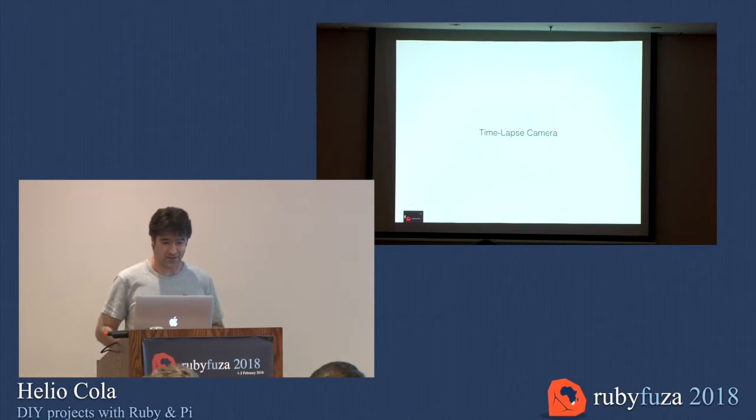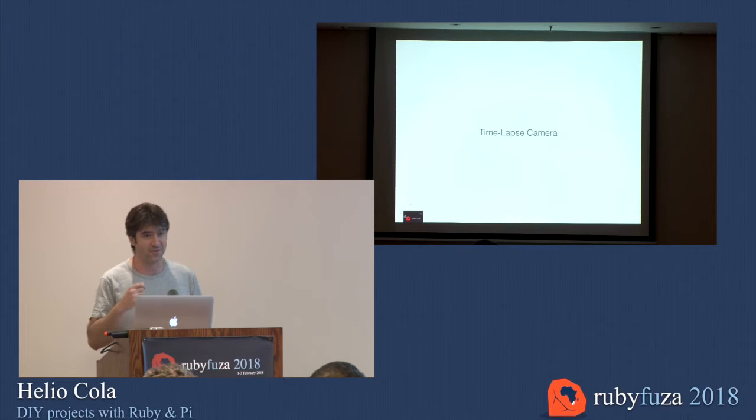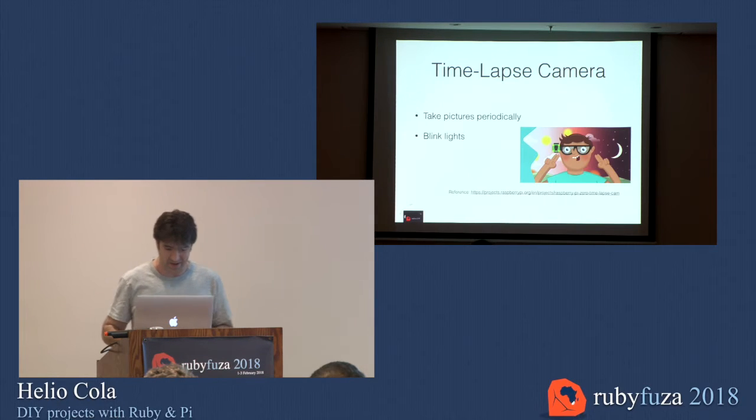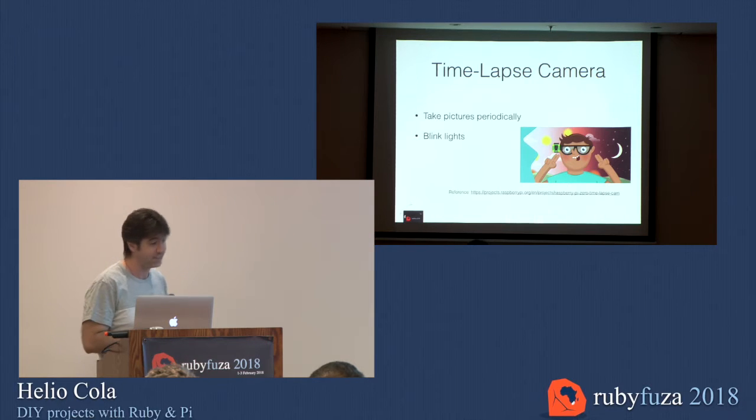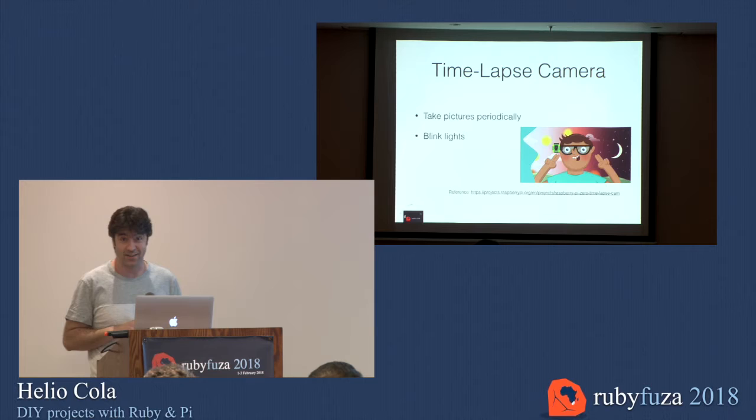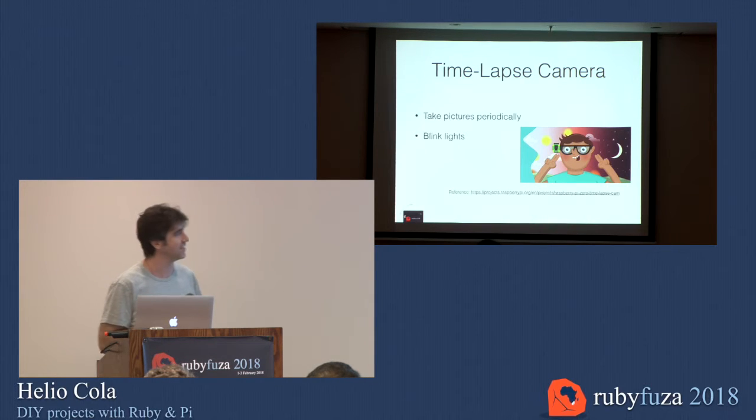The second one that I am going to demo here today is a time-lapse camera. It is something that takes pictures periodically and it blinks lights. So it's very simple, very simple.